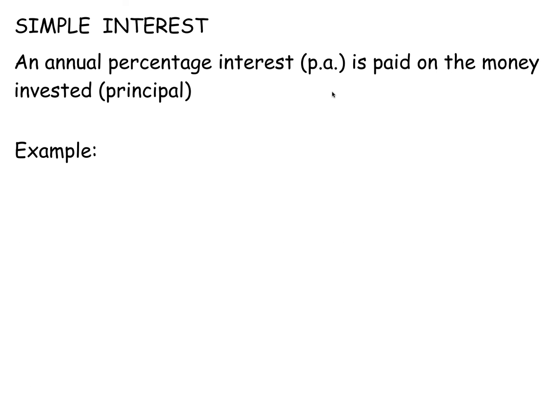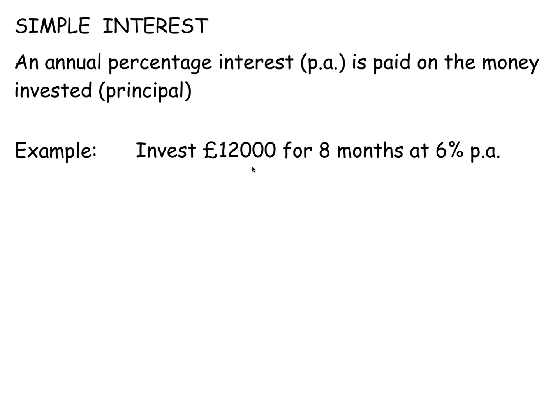One of the applications of simple percentages is interest in a bank, where you don't keep the money in for a full year. So, for example, if you invest £12,000 here, this 6% PA means 6% per annum, per year. At the end of the year, you get 6% of your money added as interest. However, it's only kept in the bank for 8 months, so you don't get a full year's interest.